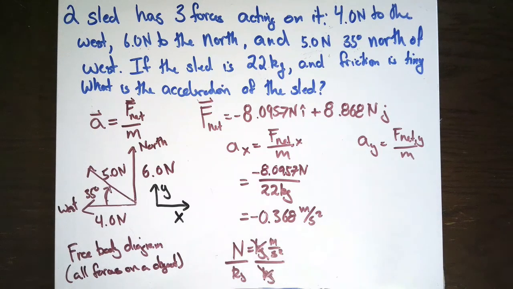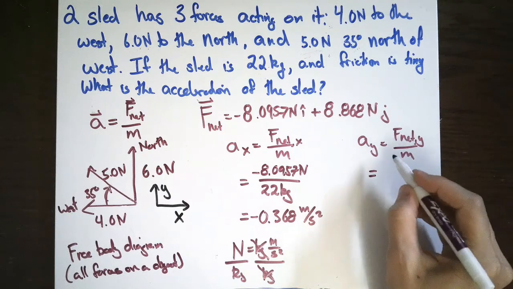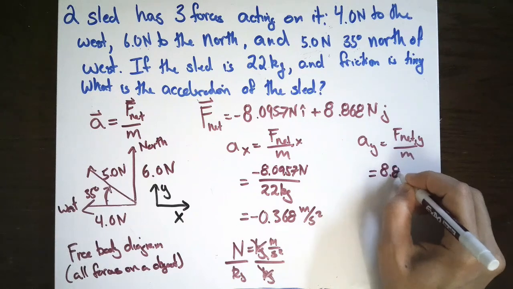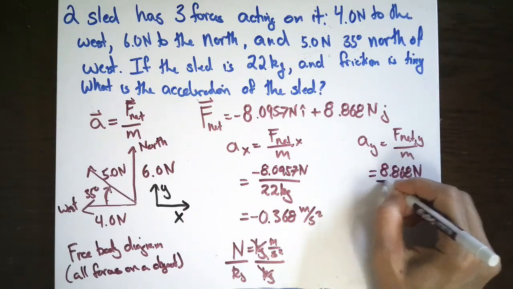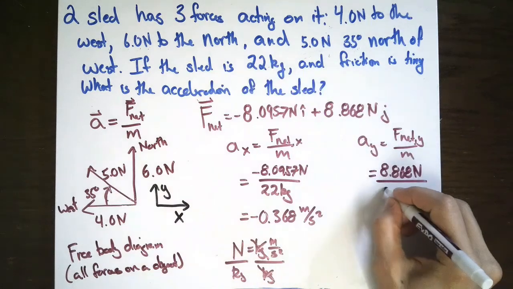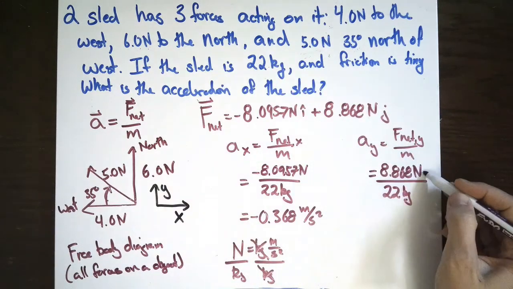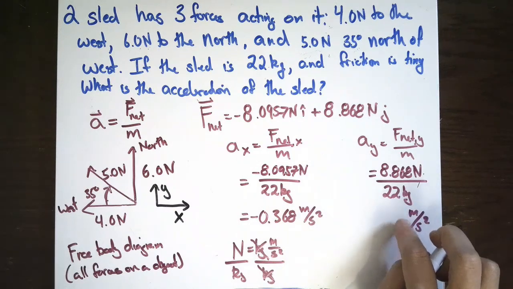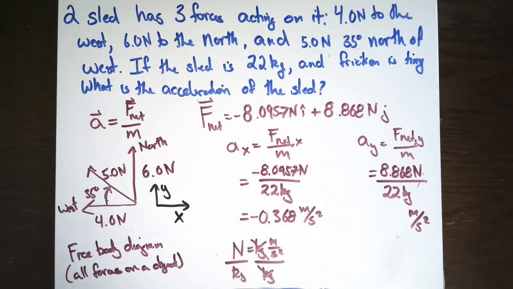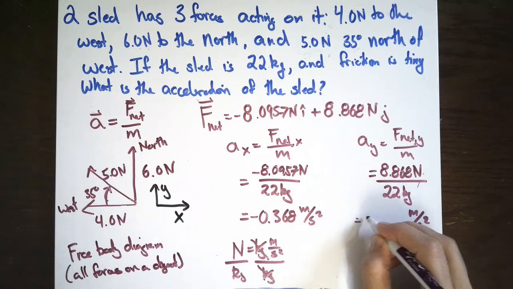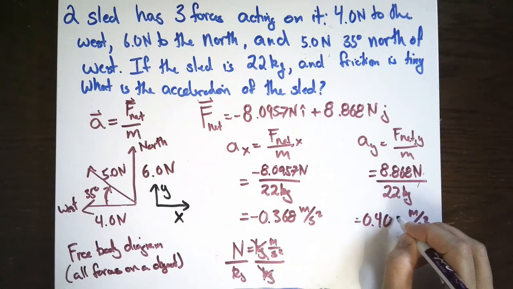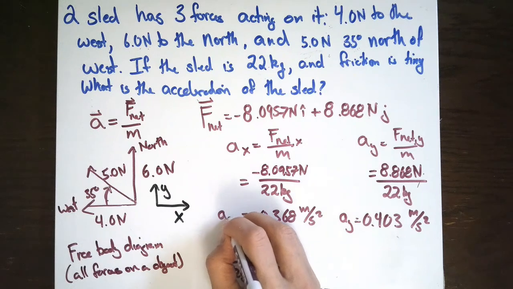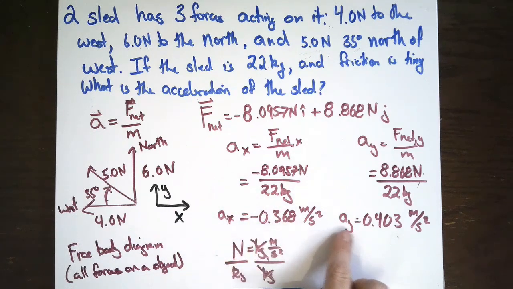Now let's go ahead and do the y. So the y component, well, we take the y component of the net force, 8.868 newtons, divided by the mass, 22 kilograms. Same thing's going to happen with the units here. We'll get meters per second squared, just what we're hoping for in an acceleration. And then mathematically, that will be equal to 4.03 meters per second squared. So this is our x component here. That'll be our y component.